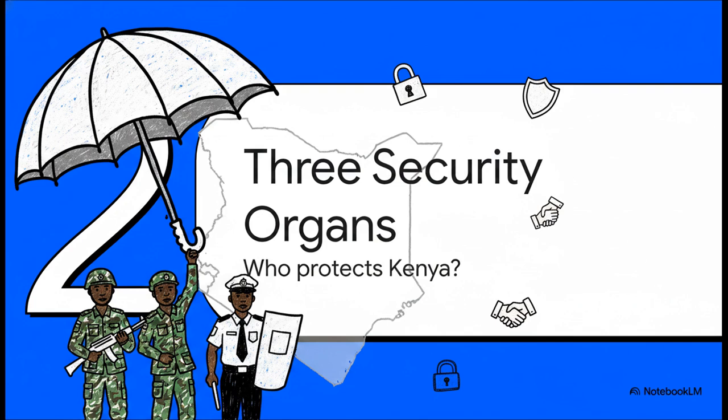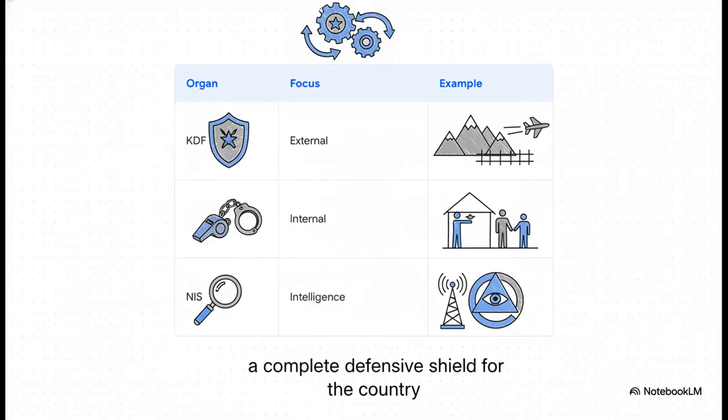Let's move to Section 2, Kenya's 3 security organs. The Constitution divides all this heavy lifting into 3 very distinct lanes. First up, we have the Kenya Defense Forces, or KDF. They're your external shield. Think protecting the actual borders of the country. Second, the National Police Service, the NPS. They handle internal law and order. They're the visible presence you see out there every day, responding to crime and protecting citizens.